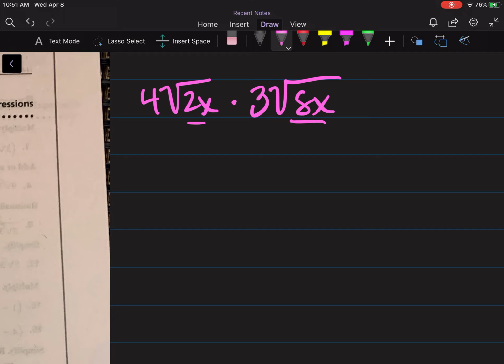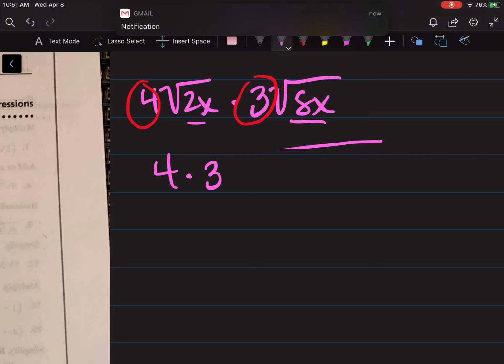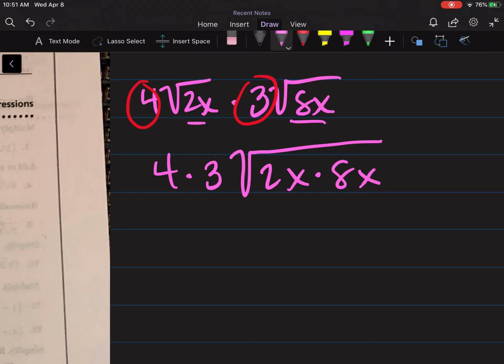So what I'm going to do then is with the bigs, I'm going to multiply them. So we're going to write 4 times 3. And on the inside the houses, I have 2x times 8x. Now those I could definitely break down. So 4 times 3, I know, is 12. Do our square root. And we have this 2, and we're just going to keep the 2.